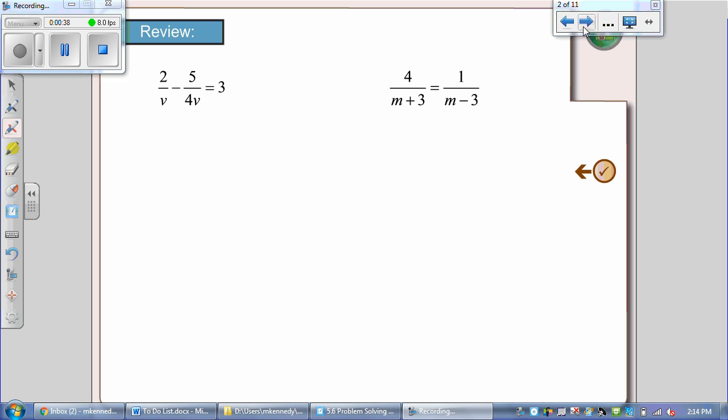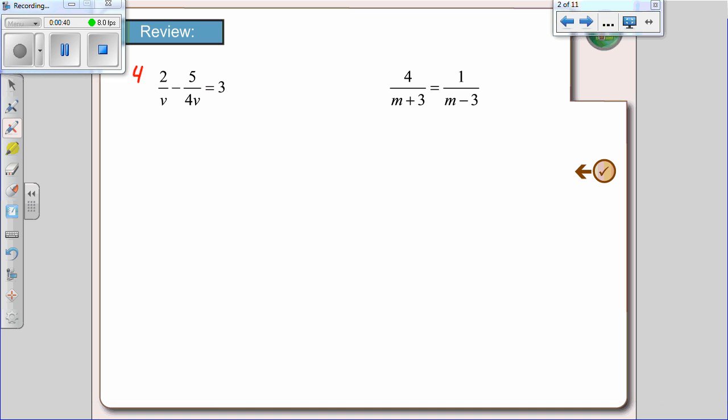Times by 4. The second one needs to be times by what? Nothing. You don't have to do anything with the second one. It already has 4b as the denominator. The other side of the equal sign needs to be times by what? 4b, on the top and the bottom.